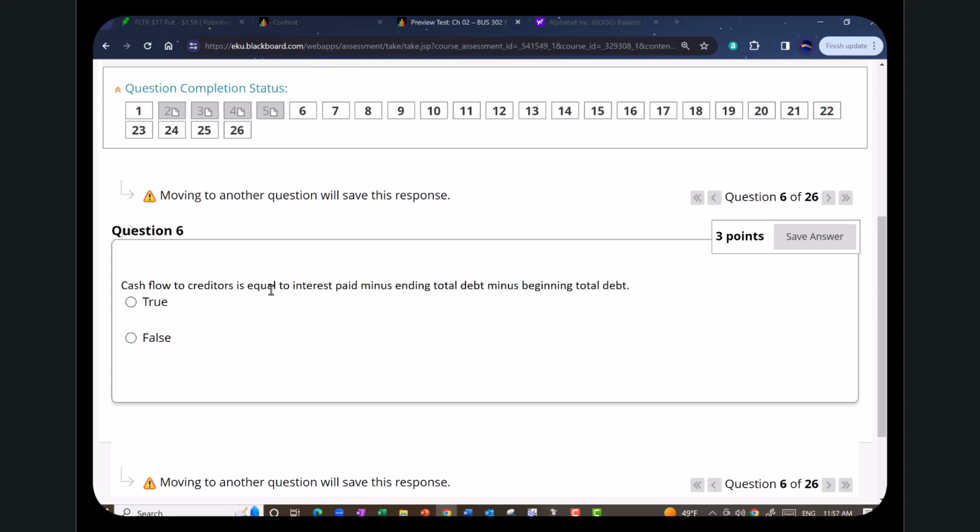Cash flow to creditors is equal to interest paid minus. Yeah, have you seen that? That is true. Technically, this is not. There should be parentheses, but you get the point.